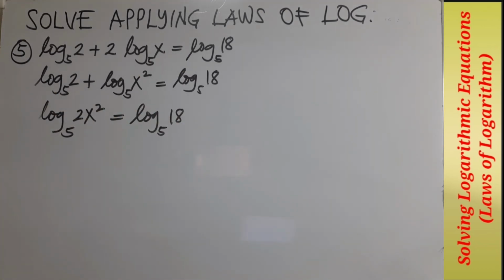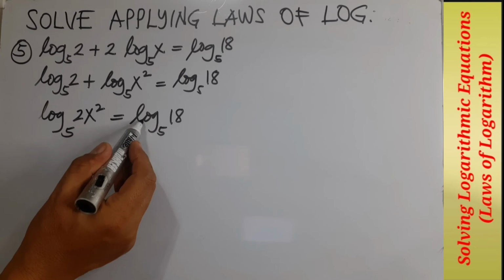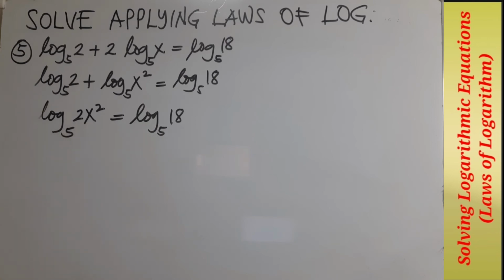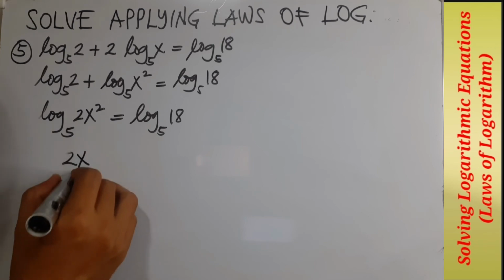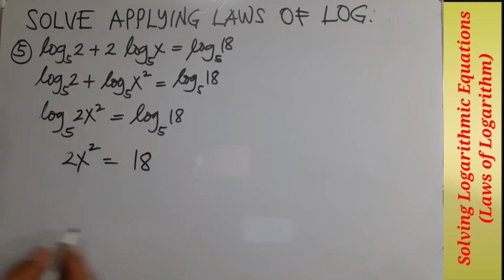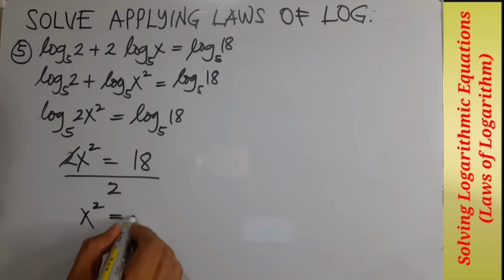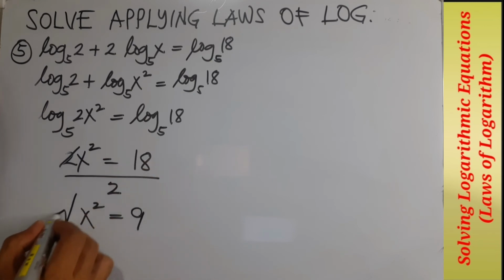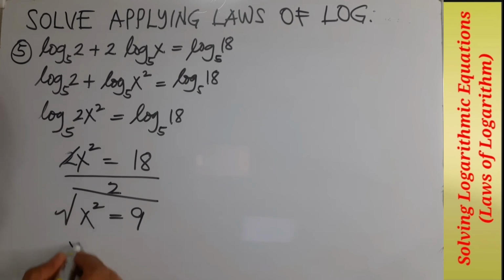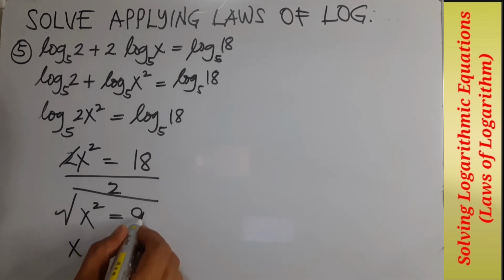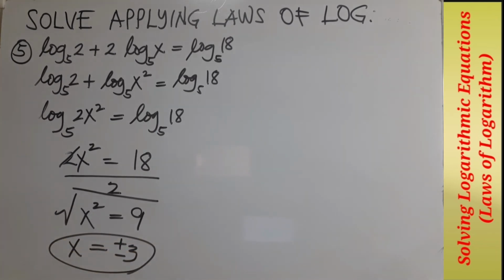Again, if you are familiar with the property of inverse functions, if we have the same base and the same logarithm, therefore we have the same argument. So we can say now that 2x squared is equal to 18. Divide both sides by 2. So x squared equals 18 divided by 2, which is 9. Extract the square root. The square root of x squared is x. The square root of 9 is plus and minus 3. Now, again, we have two possible values of the solution. It can be positive 3 or negative 3 or both.